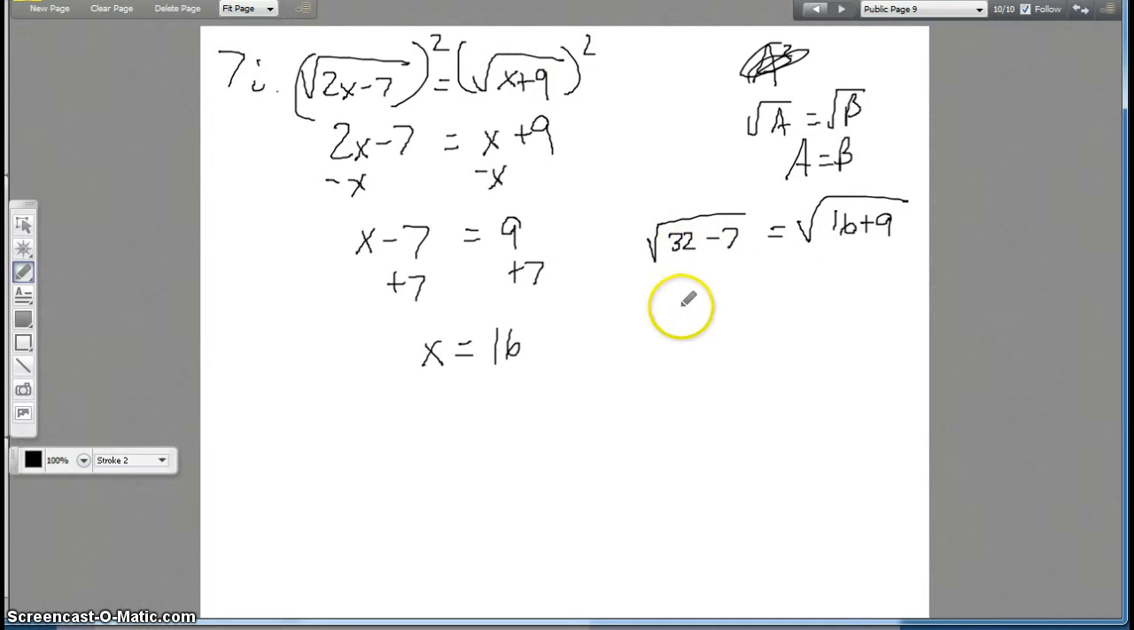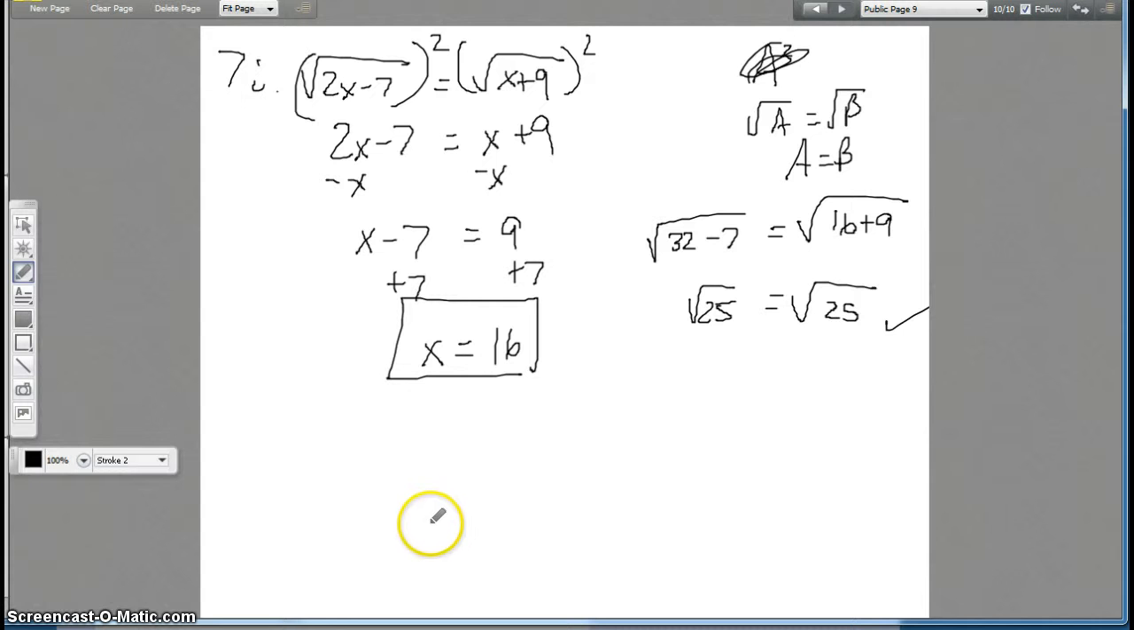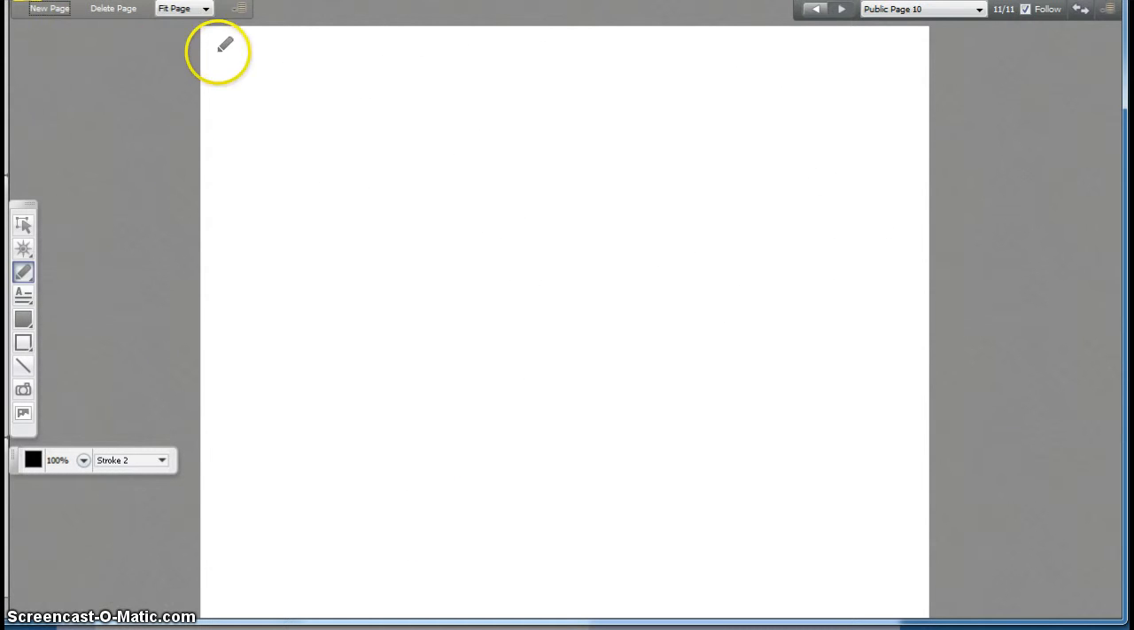So what is 32 minus 7? That is 25. What is 16 plus 9? That is 25. That works. We get square root of 25 equals square root of 25. It works. That means that x equals 16 actually is a solution to our equation. So we'll try another. Let's look at 7J.